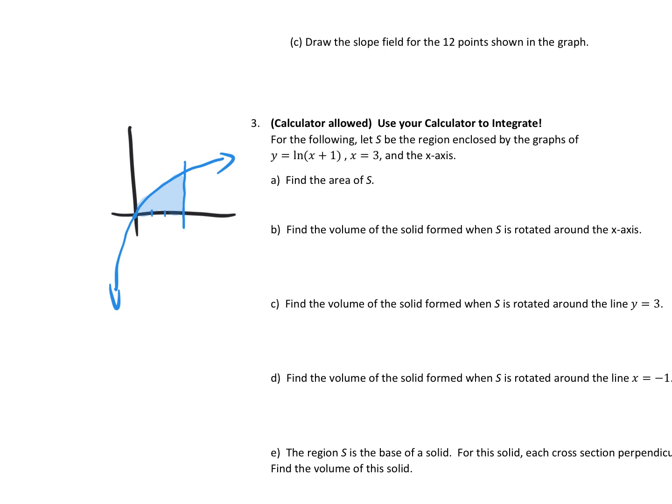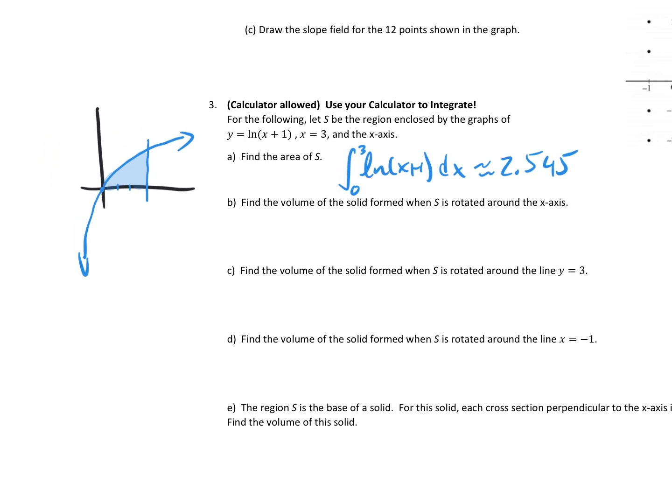All right, so first of all, let's find the area of that. Well, the area here is just going to be the area underneath this curve. So this is going to be the integral from 0 to 3 of the natural log of x plus 1 dx. Using our calculator, that comes out to about 2.545.